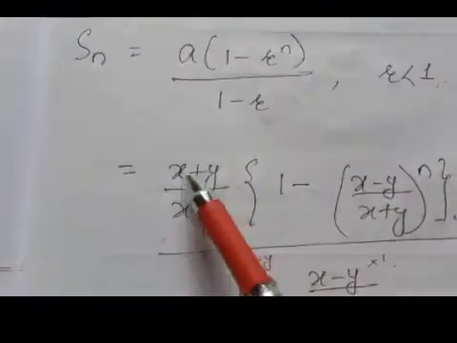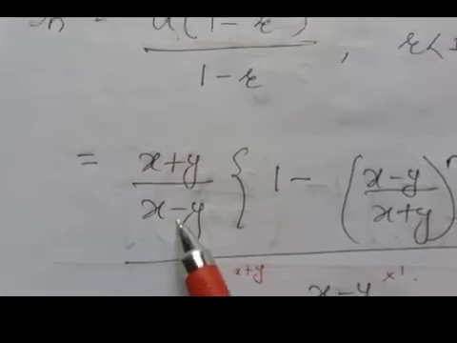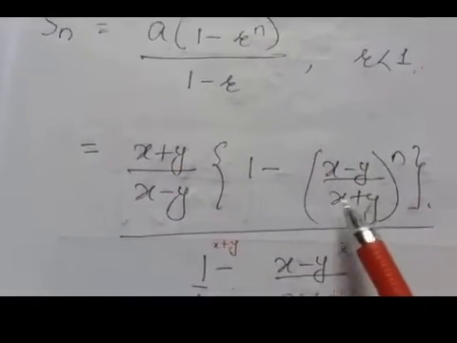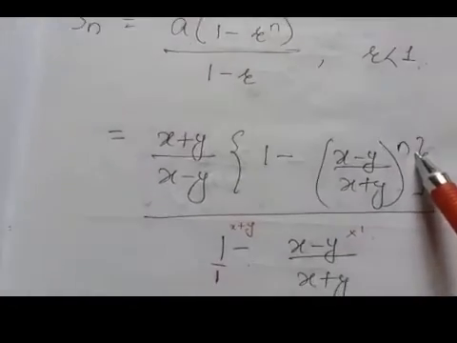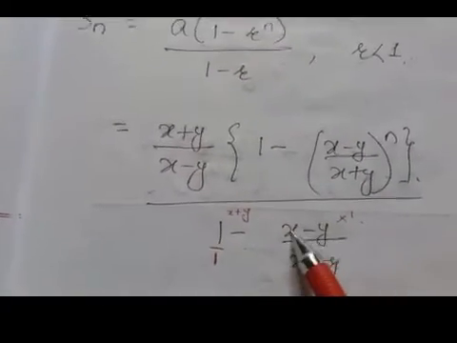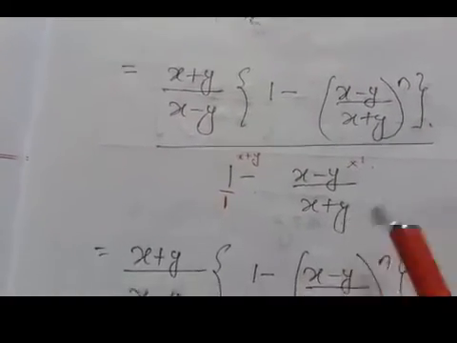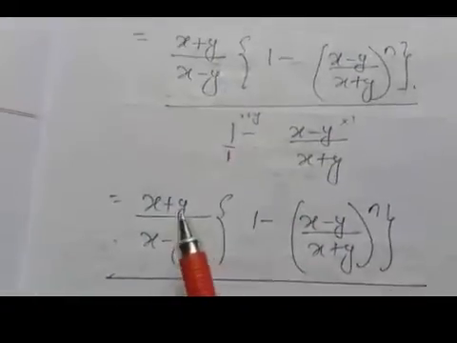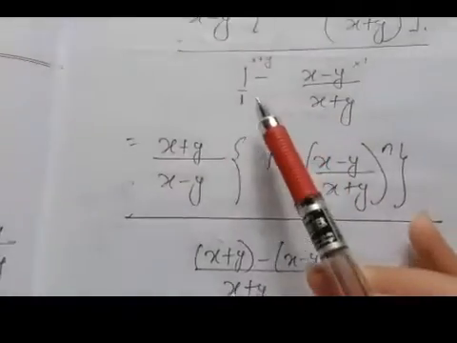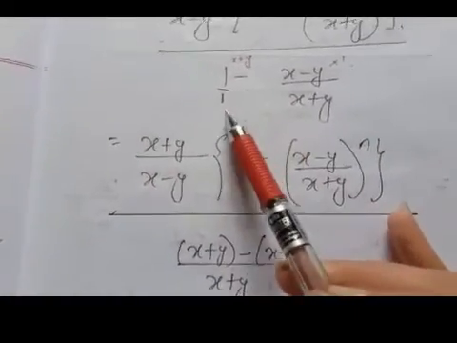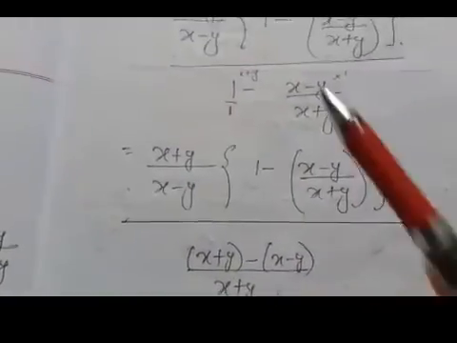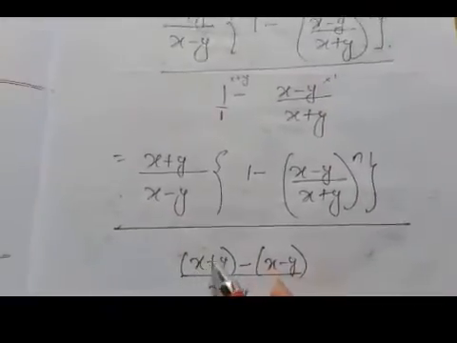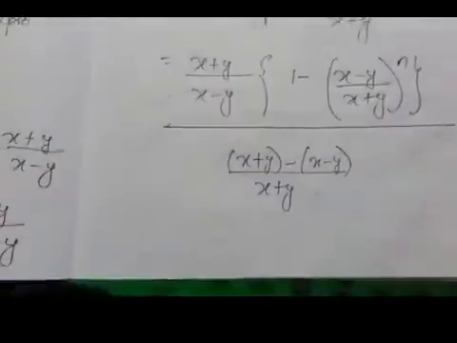So the value of a is (x + y) divided by (x − y). 1 minus the value of r, which is ((x − y) divided by (x + y)) whole to the power n. 1 − r is 1 − (x − y) divided by (x + y). Here you consider 1, take LCM, numerator copy as it is, and in the denominator take LCM. LCM of 1 and (x + y) is (x + y). Here you have to multiply by (x + y), and here by 1. So (x + y) − (x − y).